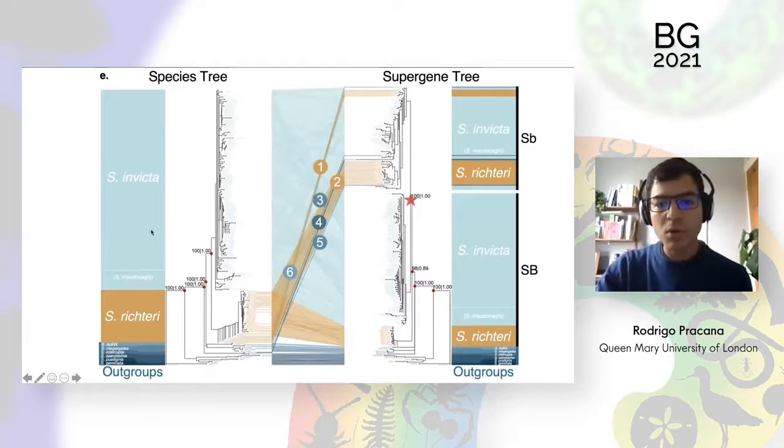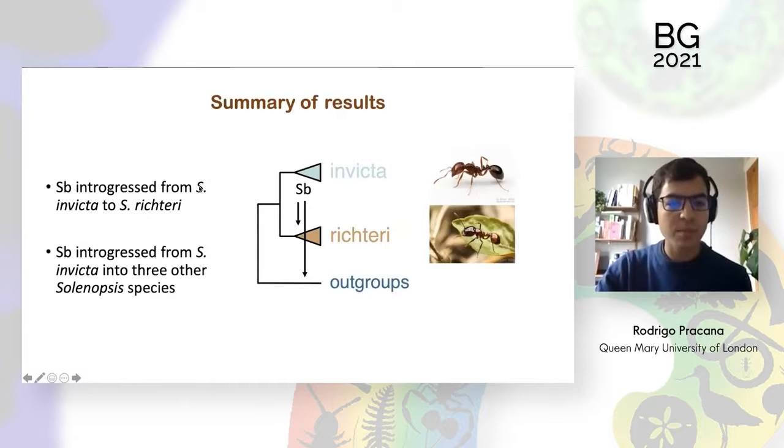Okay, it's a bit more complicated than this because within these little b samples, there's some dark blue samples. And if we compare the supergene tree with the species tree, these dark blue samples have diagonal lines all the way down here. So these are samples that belong to the outgroup species but which carry the little b variant. And what this tells us is that the supergene not only introgressed from S. invicta to S. richteri, but it also introgressed from S. invicta into 3 other Solenopsis species that we didn't know were socially dimorphic.